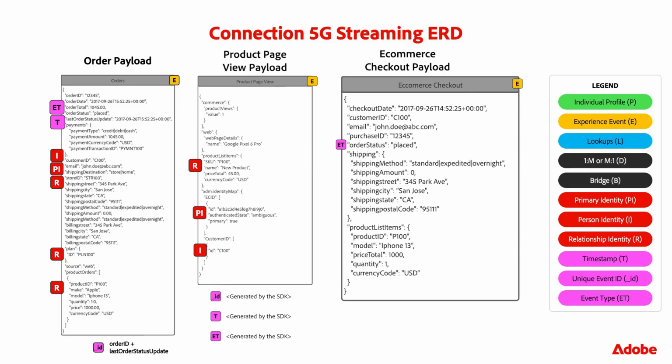Moving on, the e-commerce checkout payload should have been pretty straightforward and follow a similar pattern to the order payload. I would have had a primary identity here of email, and again, a repeat of a secondary ID or a person identity here in customer ID. My checkout date would have been my timestamp. My underscore ID here would be my purchase ID.